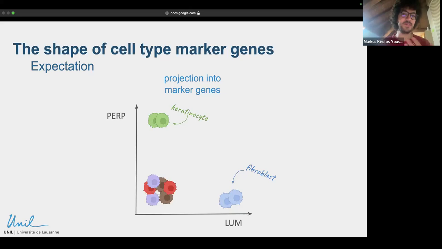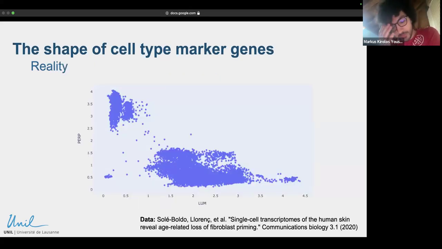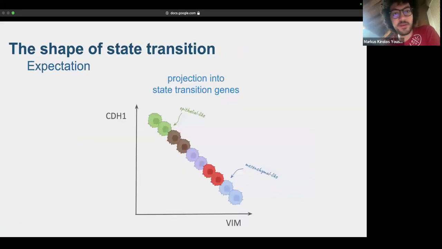So in particular, there's something called cell markers. These are genes that are expressed only in specific cell types, like, for example, keratinocytes or fibroblasts. And so if we project down into cell type markers, then what we expect is that we get this natural clustering of the point cloud into the individual cell types. And this is how it looks in reality. So this is not just some theoretical consideration, but if we have the right pipeline, then this is actually what we see.